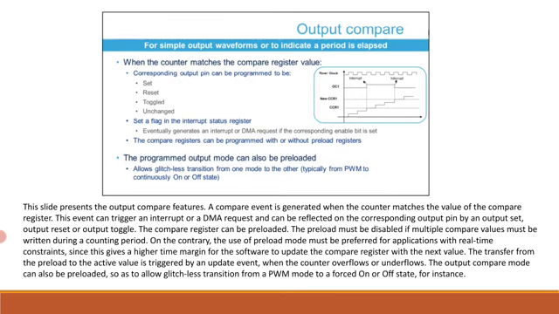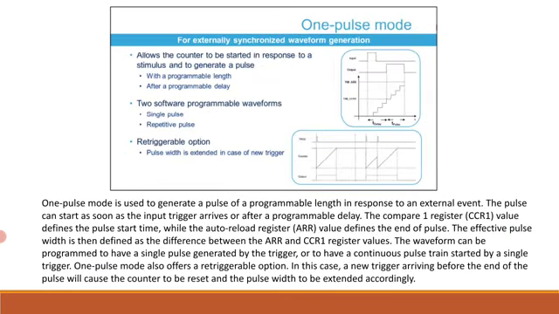One pulse mode is one more mode which is used to generate a pulse of programmable length in response to an external event. The pulse can start as soon as the input trigger arrives or after a programmable delay. The capture 1 register CCR1 value defines the pulse start time, while the auto reload register ARR value defines the end of pulse.